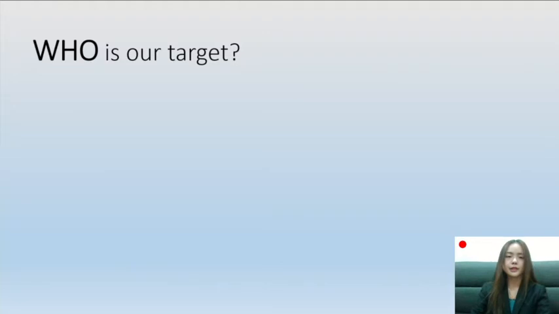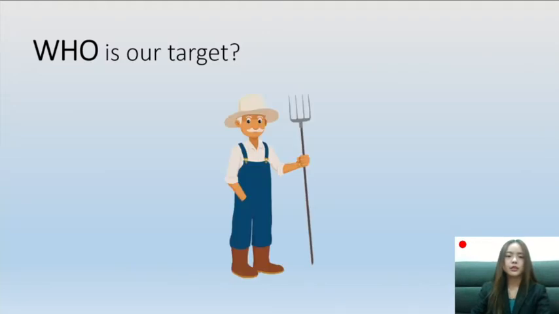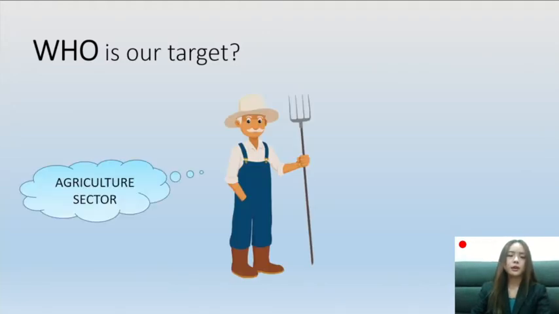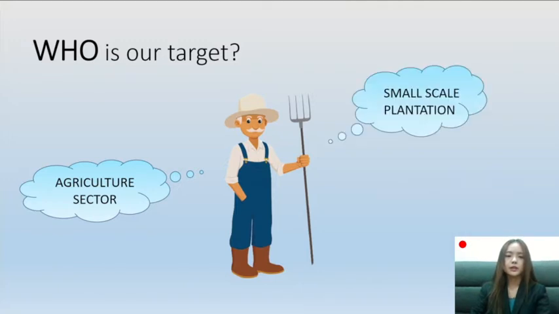Who is our target? We converge our interest in the agriculture sector because in 2013, this sector contributed more than 23% of the total export earning and added about 7.2% to Malaysia's gross domestic product, GDP. In addition, our main focus will be on small-scale plantation owners, which is the farmers.